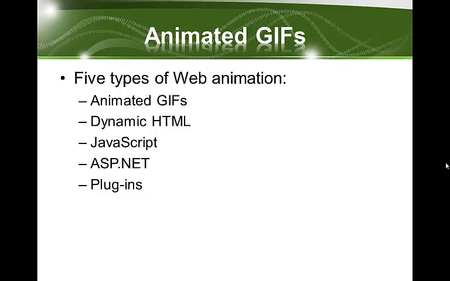Five types of web animation, not including imported video, are animated GIFs, DHTML, or dynamic HTML, JavaScript, ASP.NET, and plugins. Flash plugins are the most popular.